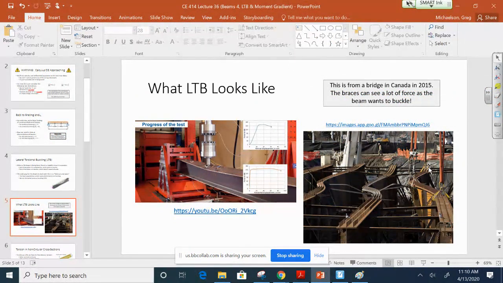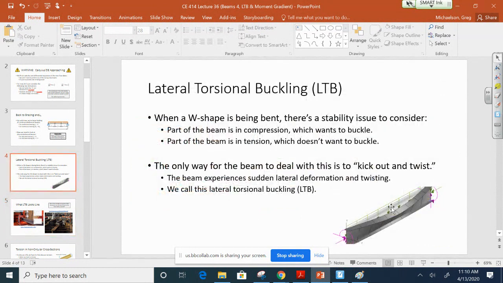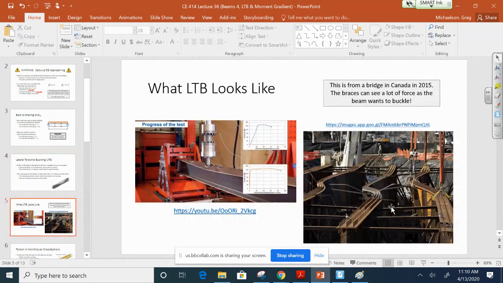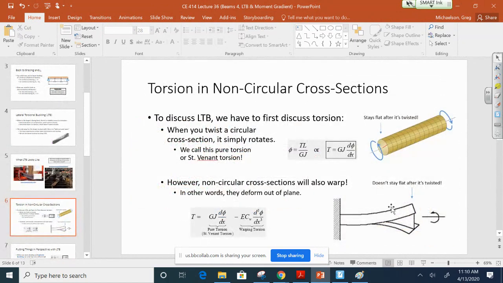When LTB happens, it's kind of sudden, and in the field it's kind of scary. So it's definitely something to look out for. Now, like I said, the beam kicks out and it twists. So when I say twisting, I'm talking about torsion. So in torsion, we kind of need to talk about torsion a bit.